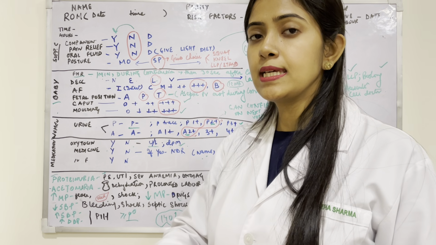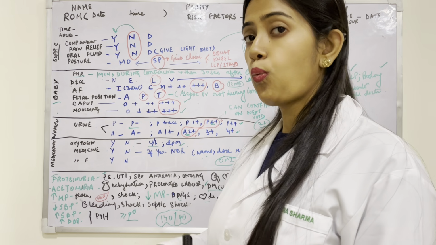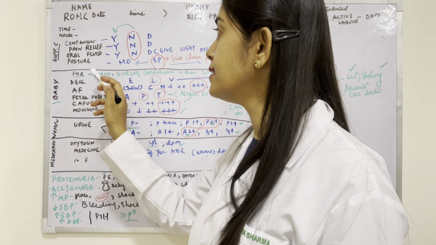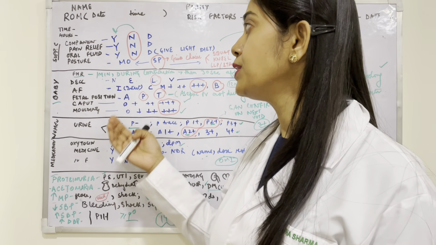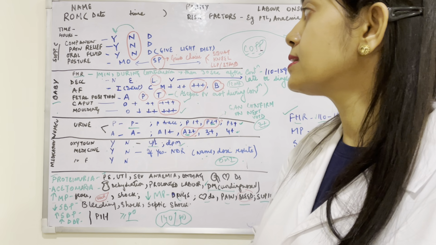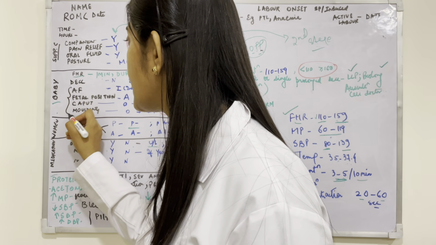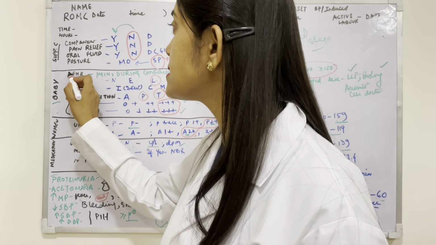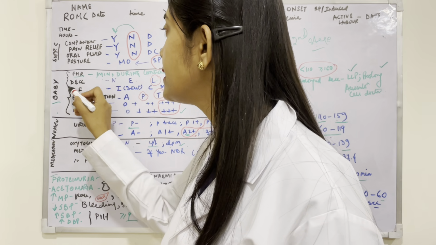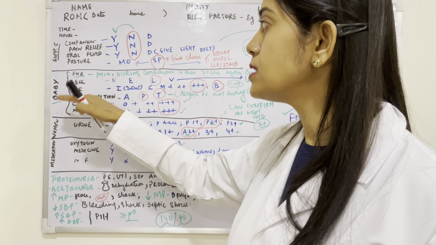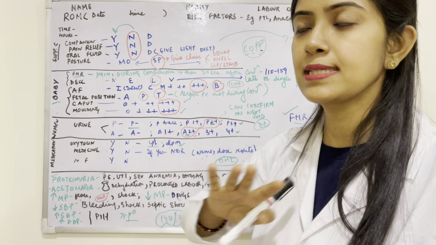So these are the things that you have to check about the baby. Now, when you are seeing the abdomen of the mother, what is it that you will see? The fetal heart rate and the deceleration. When you are doing a PV, what is it that you will see? The amniotic fluid, the fetal position, caput, and the molding. So this is on abdominal palpation and these are on per vaginal examination. These are the parts of the baby assessment.